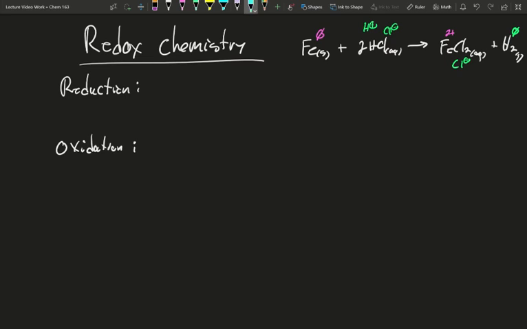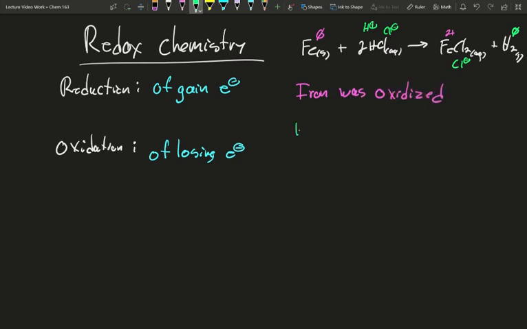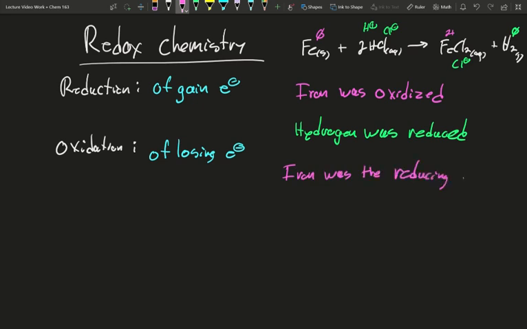Terms for this, reduction. Reduction is the process of gaining electrons. Oxidation is the process of losing electrons. However, the terms kind of depend on how you're looking at something. In terms of how we would use these terms, the iron was oxidized. The hydrogen was reduced. However, when we discuss it kind of in the other direction, we also would say that the iron was the reducing agent, and that the hydrogen was the oxidizing agent.